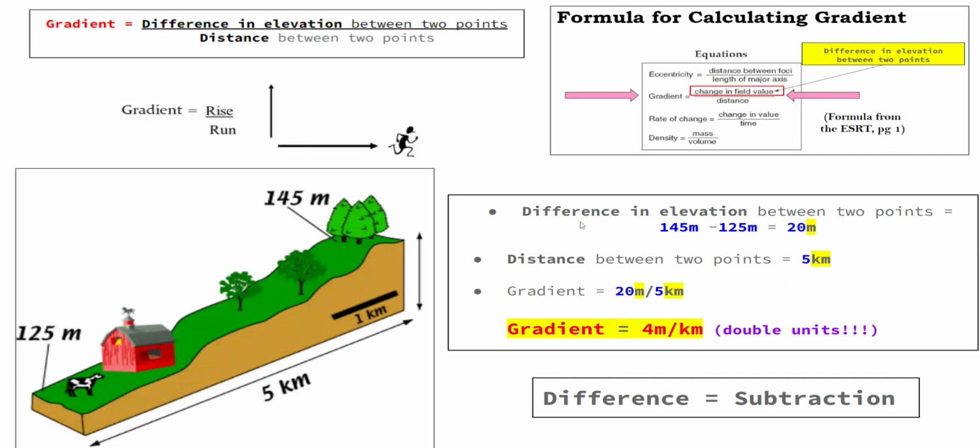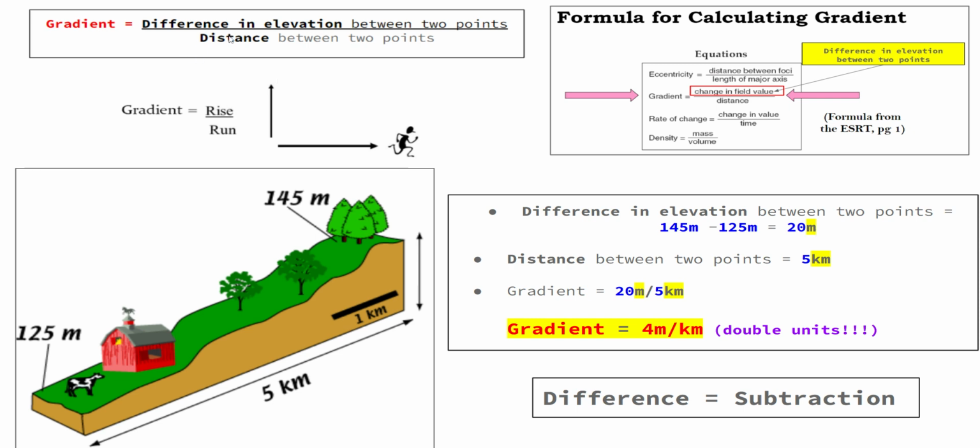For this example, if I wanted the gradient in this area from here to here, I would need the difference in elevation, or the change in field value between these 2 points here and here. Whenever you hear the word difference, difference always means subtraction. In this case, we're subtracting the higher elevation minus the lower elevation. So the difference in elevation between 2 points is 145 meters minus 125 meters. That gives me 20 meters.